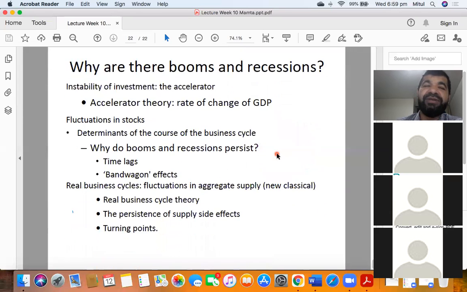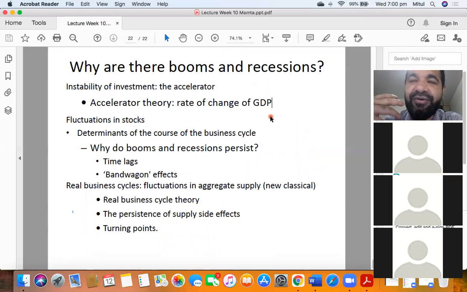Why are there booms and recessions? That's what we're trying to say here. Instability of investment, the accelerator theory, the rate of change in GDP. The change in the rate of GDP is also important here. At what rate you are changing, there is something called the rule of 70.